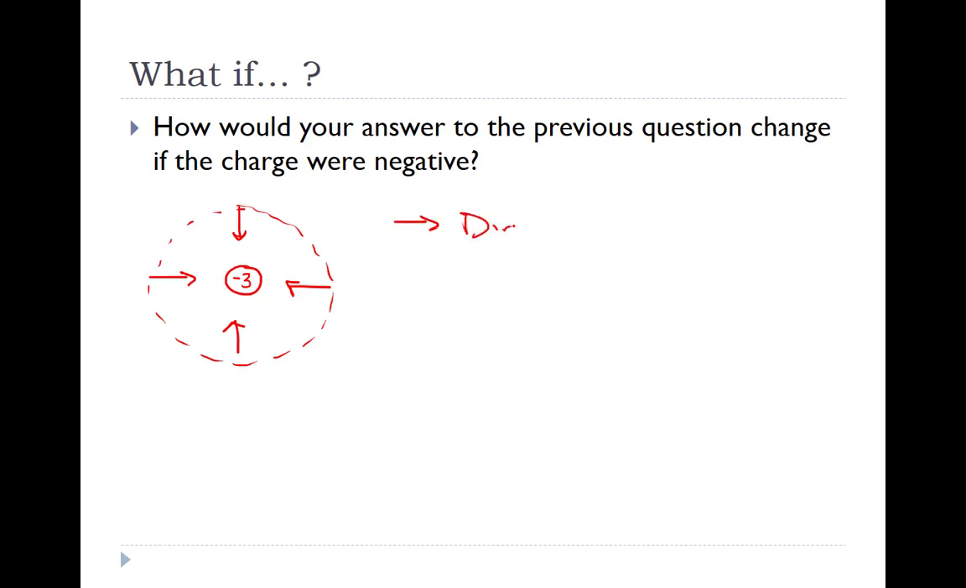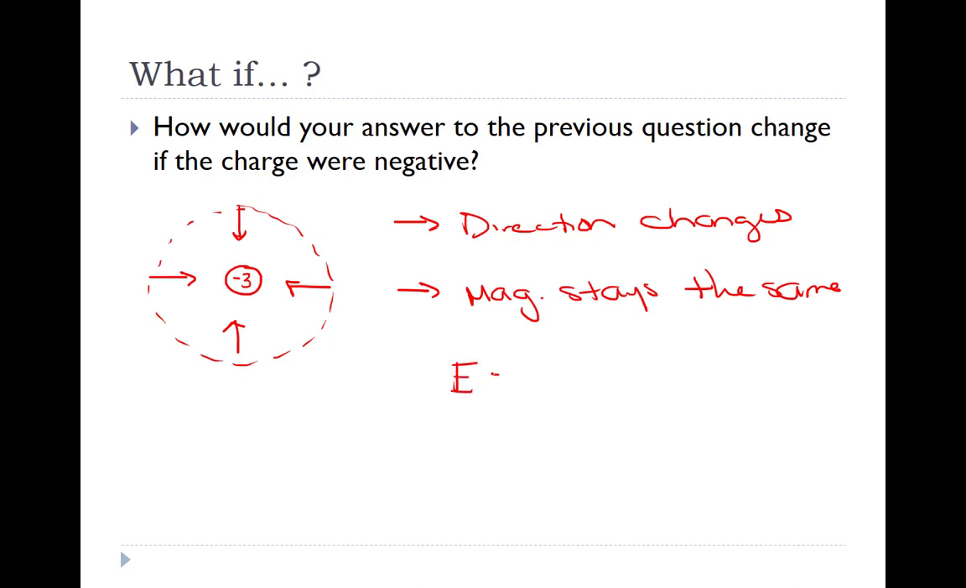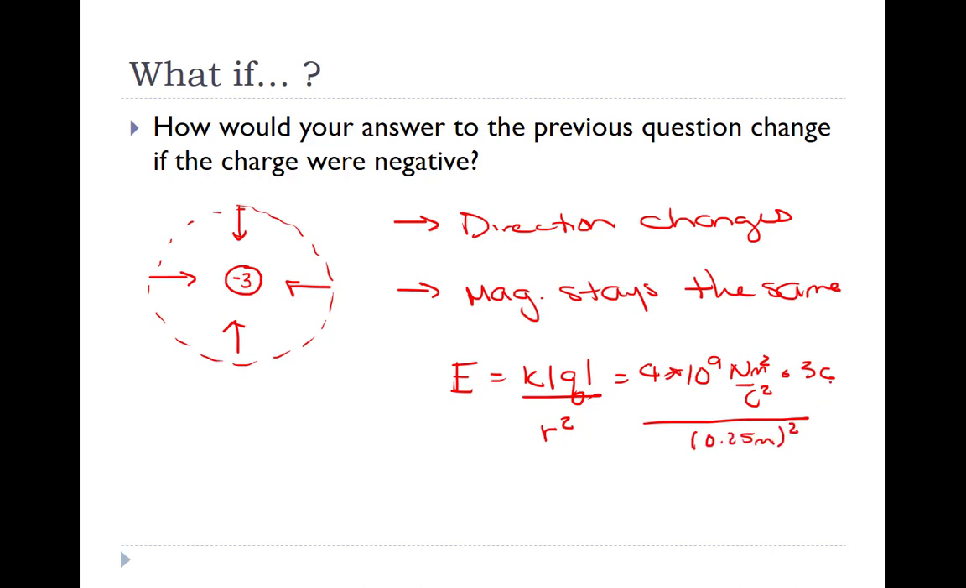So the direction changes, but the magnitude doesn't. And you can see that if we go back to E equals K times the absolute value of Q divided by r squared, that's again going to be 9 times 10 to the 9th Newton meters squared per Coulomb squared times 3 coulombs divided by 0.25 meters squared, which is the exact same number we just calculated. So if the charge were negative instead of positive, the direction is inward, but the magnitude is the same.